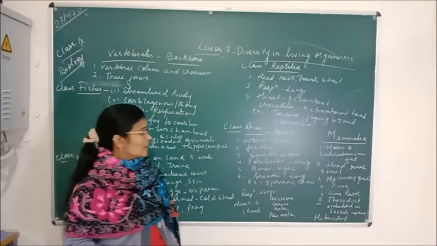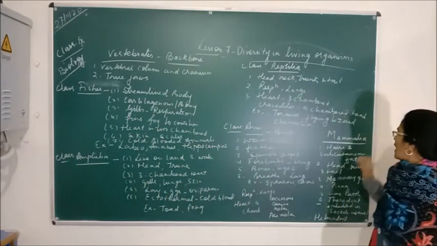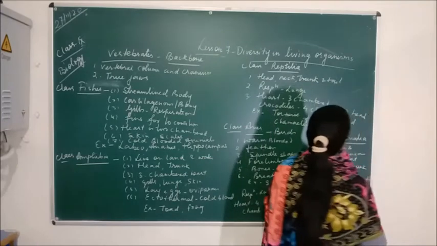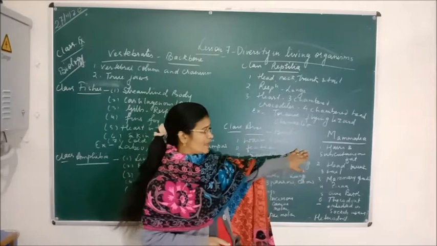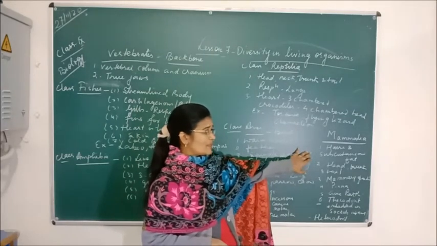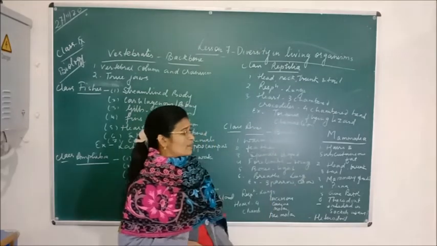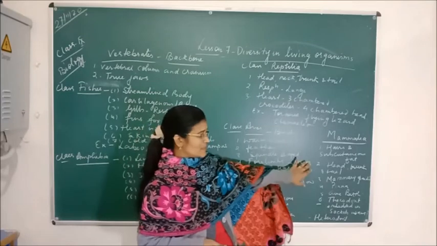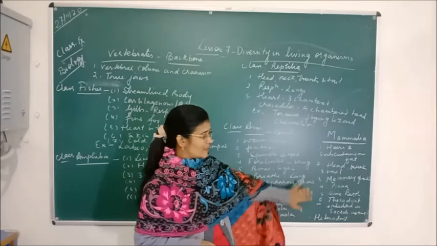Now the last class we can take is the mammals, that is Mammalia. Mammals mostly give birth to young ones, meaning they are viviparous in nature, and they have hair on their body and subcutaneous fat deposits. The body is divided into three parts: head, trunk and tail. They have mammary glands to feed their young ones.